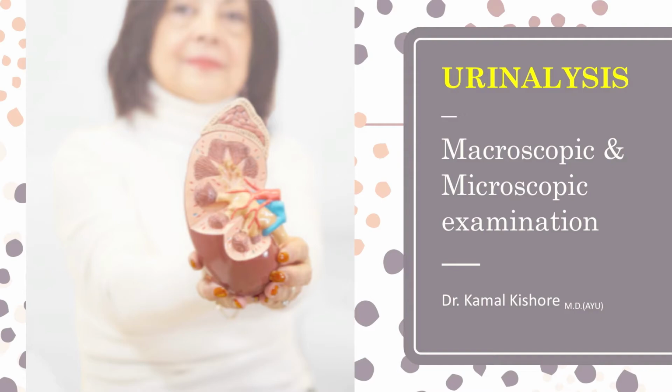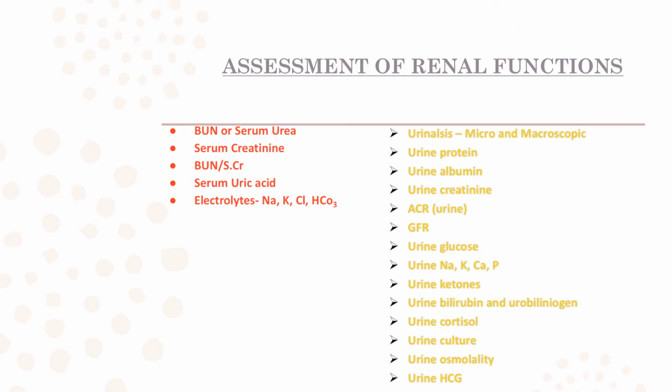So today we will learn about the different tests to check the renal functions. Renal functions can be checked by a battery of blood tests and urine tests. The blood tests are marked in the red and the urine tests are marked in the yellow.